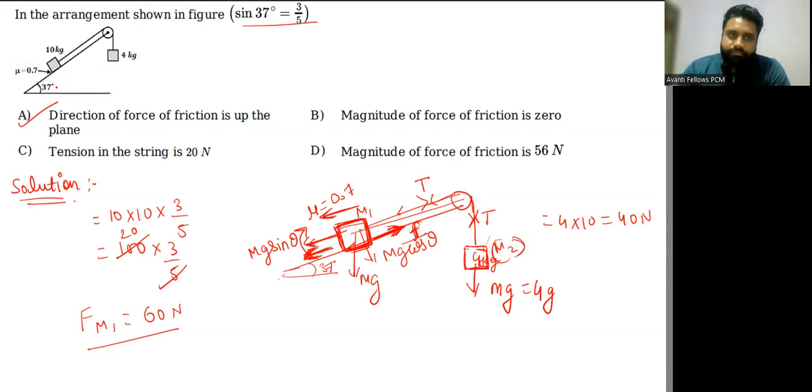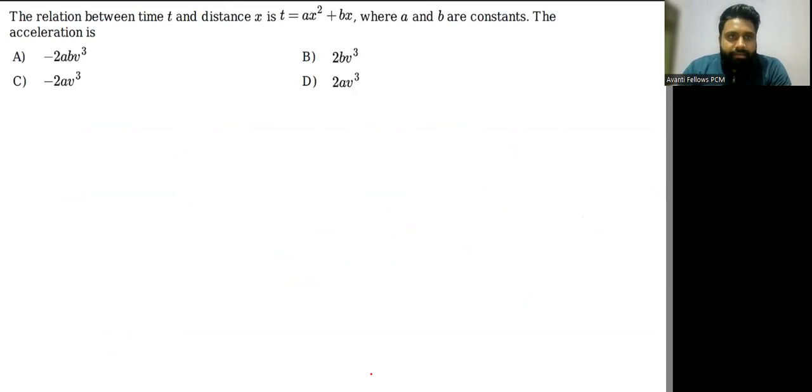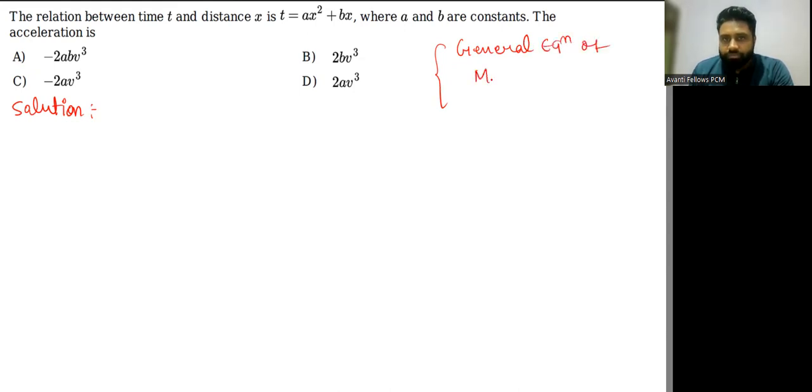Okay. Now, in this question, the relation between time t and distance x is given to you. So we have to calculate the acceleration. So in these types of situations in which a relation is given to you, try to use the general equation of motion.